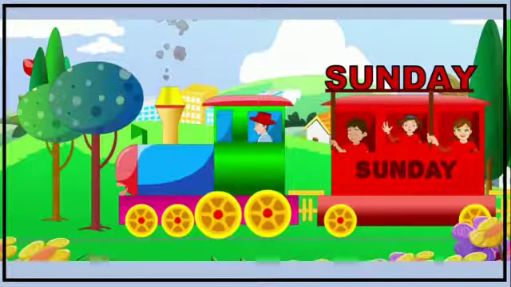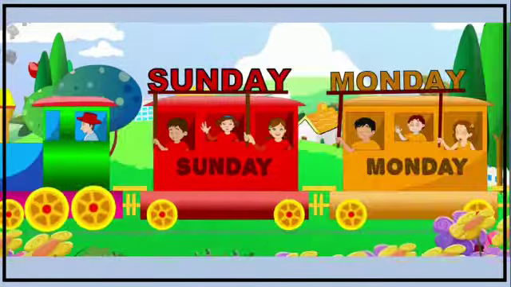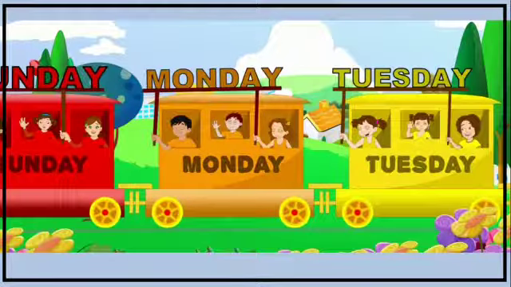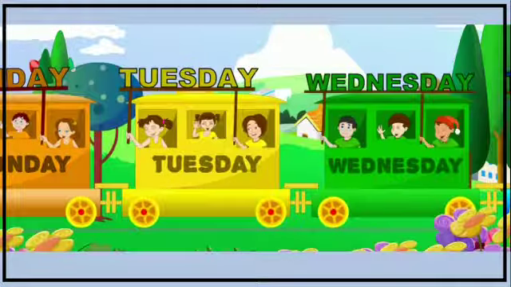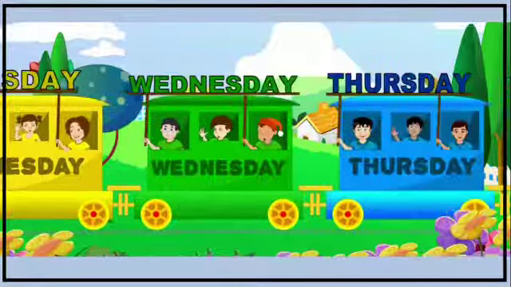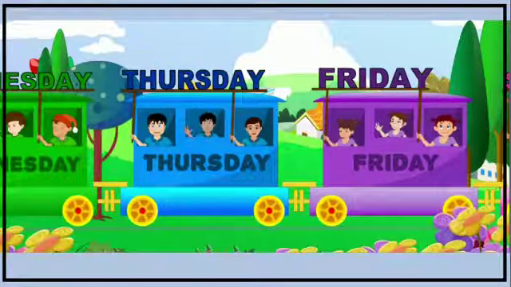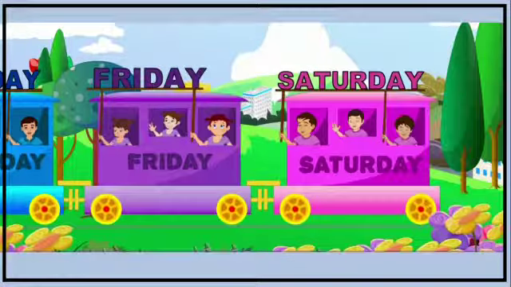Okay, see, you can see the train. Yes, there we can see names of 7 days of the week on this train. Okay, let's see. First one is Sunday. And the second one is Monday. Oh, this is a beautiful yellow train. Okay, this is Tuesday, Wednesday, Thursday, Friday. And the last one is Saturday.